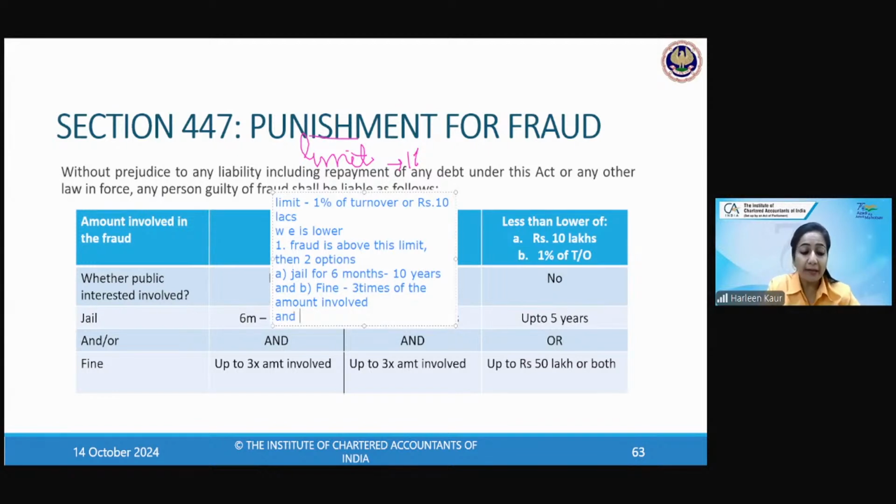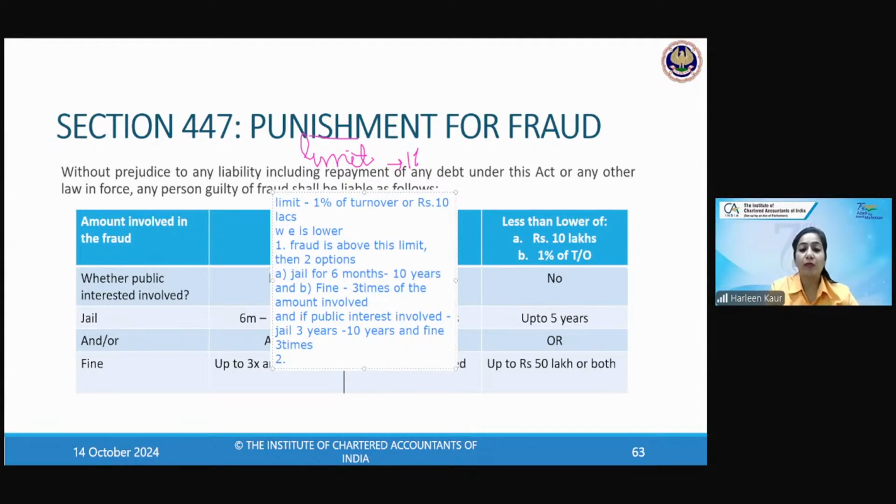And if public interest is involved, public at large is involved, then the jail will be 3 years to 10 years. It can go up to a maximum of 3 years of disqualification. Means you can go to jail for 3 years and the fine remains the same, that is 3 times the amount.